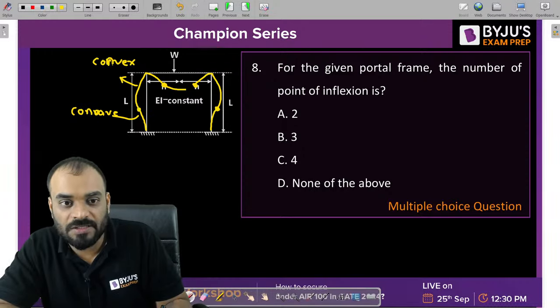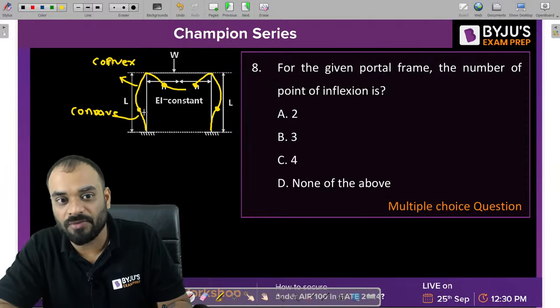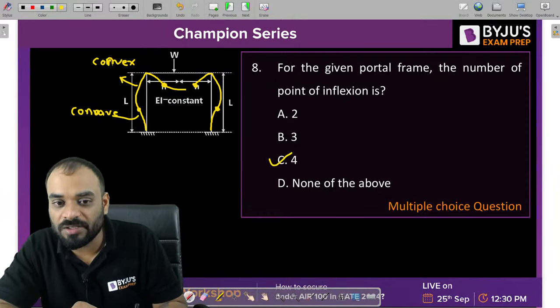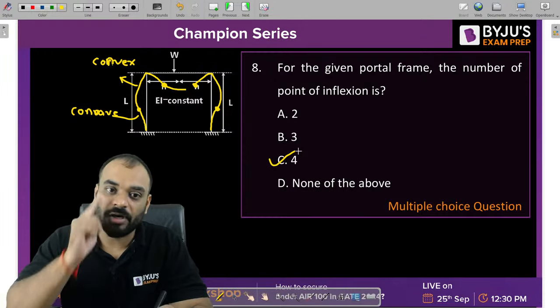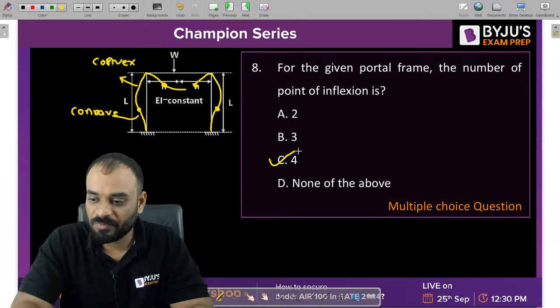Now you can see here guys, this point at which the curvature is trying to change is nothing but a point of inflection. So total 4 points are there. That means these are 4 points of inflection. At the same point, you may get the point of contraflexure also in the structure.